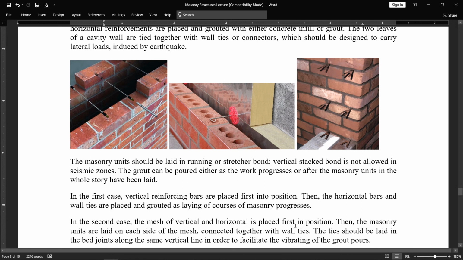in this cavity wall. In the second case, the mesh of vertical and horizontal bars is placed first in position, then masonry units are laid on each side of the mesh, connected together with the wall ties. The ties should be laid in the bed joints, along the same vertical line in order to facilitate the vibration of the grout pours. First of all, we will develop the walls up to the height, then the ties should be in the same position, like up first course, then at some courses down. Then after pouring the concrete, when we have to vibrate the concrete inside this cavity, we can vibrate easily.